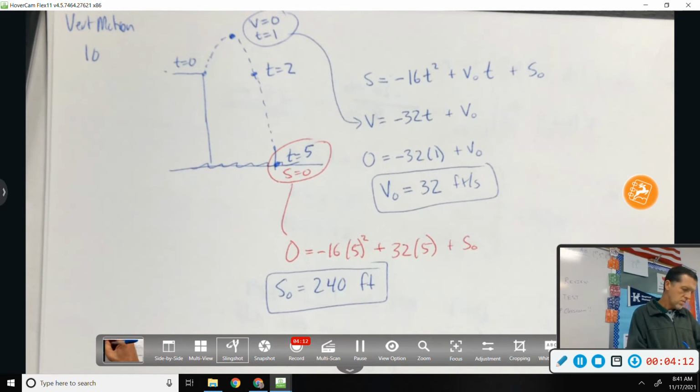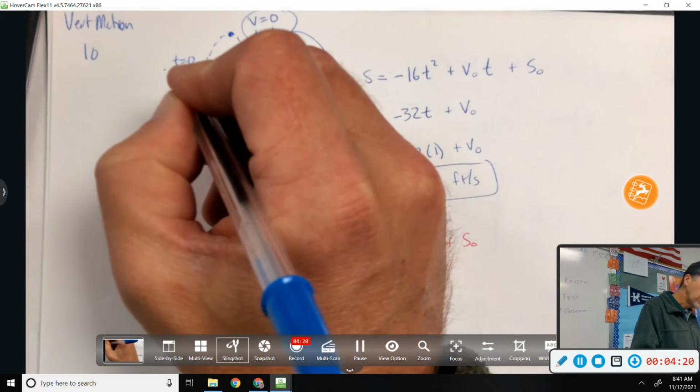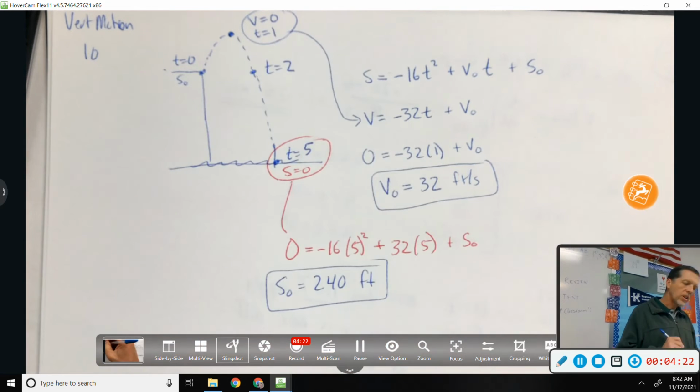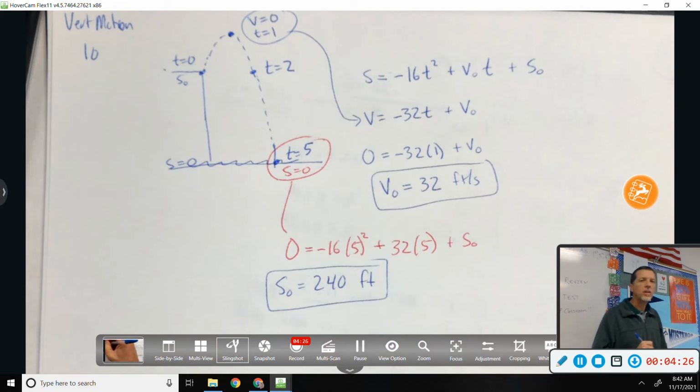How would you know that that's the height in between the bridge and the water? 2 divided by 2 is 1. Because we're going to say this is S0, our starting point, and we're going to say the water is 0. Okay.